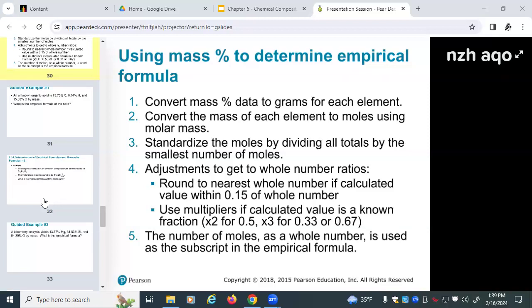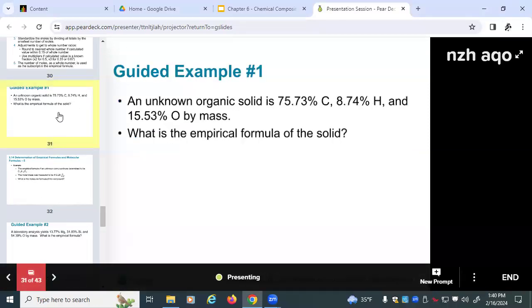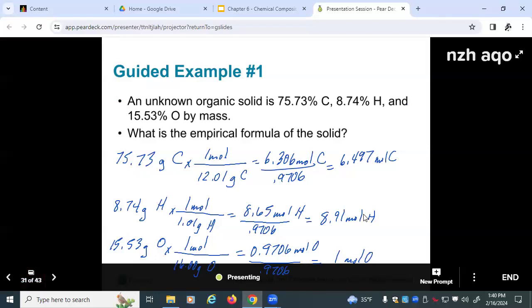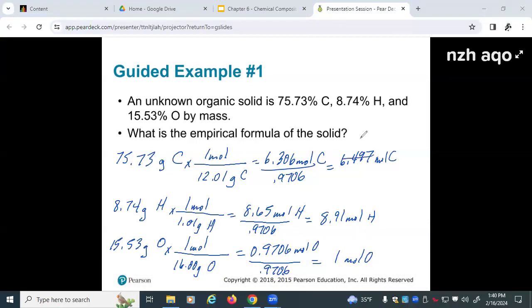And so that's where the second bullet point comes in. If we have a known fraction, 6.497, that's pretty much 6.5. If I have a half, I'm going to use the multiplier of 2 to get rid of the half. And it's the same thing that we saw in the previous point. So we're going to round this to 6.5, this to 9, and that's going to stay at 1.